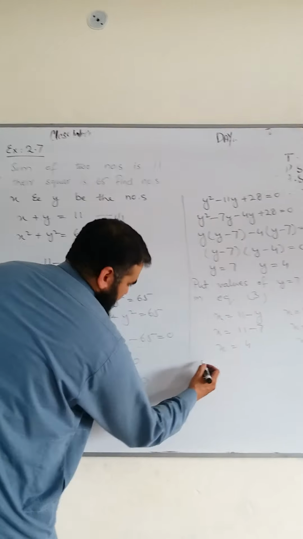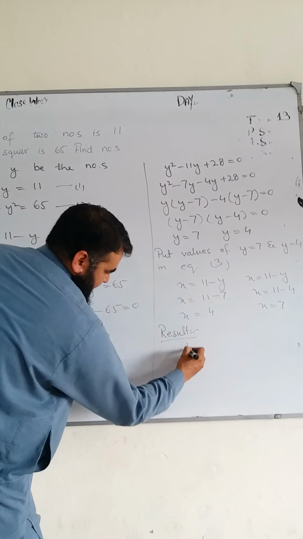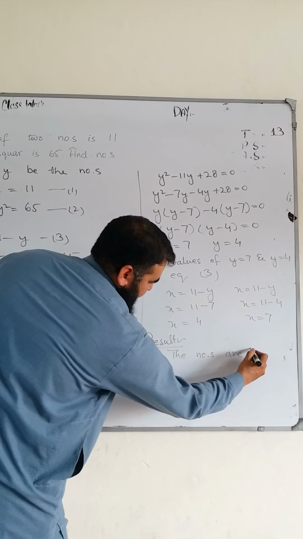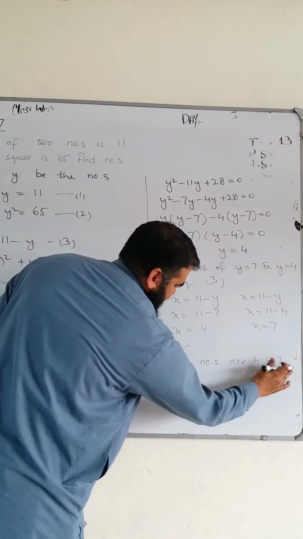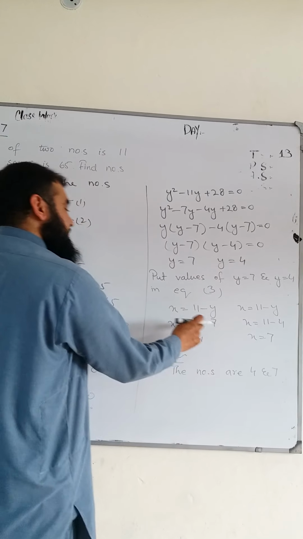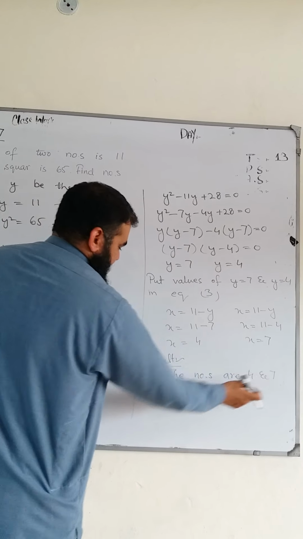So the numbers are 4 and 7. You take the value of 4 from this and 7 from this, because we put the value of y as 7 here, so we get 4. So 4 and 7 are the numbers.